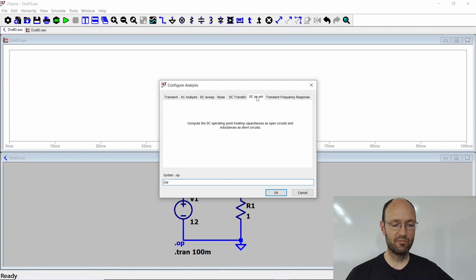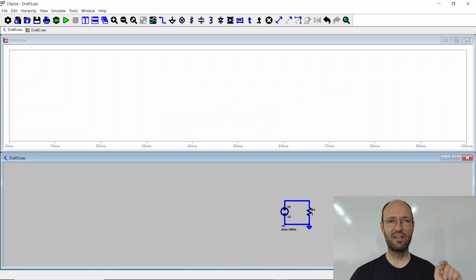Another hint is you can zoom in and out here with the mouse. You can move this circuit around with the mouse button. If you are in a strange zoom setting and want to go back to the home screen so that the circuit nicely fits your screen, just press the space button on the keyboard and the space button will do a nice zoom.